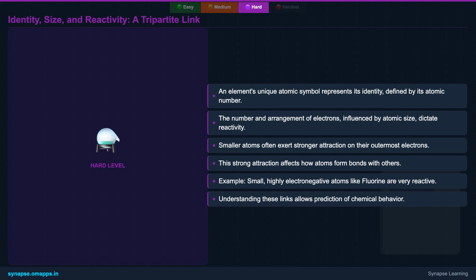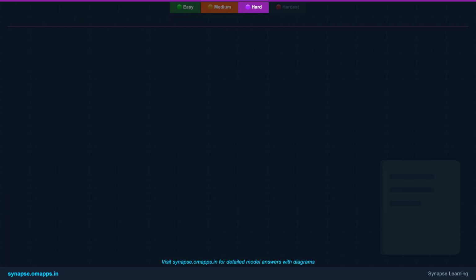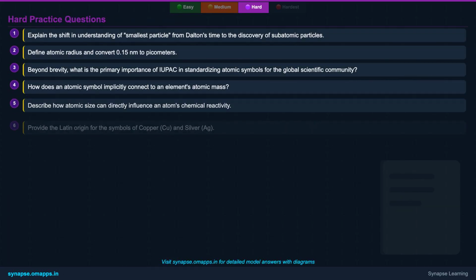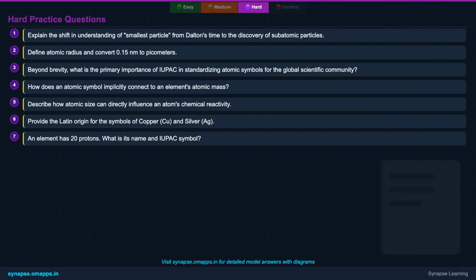Understanding this tripartite link between identity, size, and reactivity is essential for predicting and explaining chemical behavior and ultimately for designing new materials. Let's tackle the hard-level questions. How did the understanding of the smallest particle evolve from Dalton's time to the present? Define atomic radius and convert 0.15 nanometers to picometers.